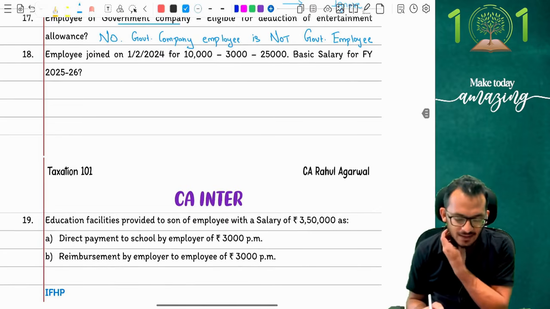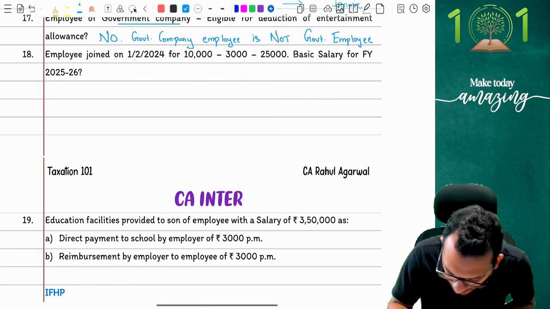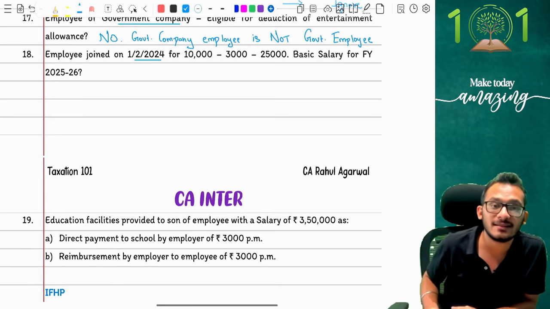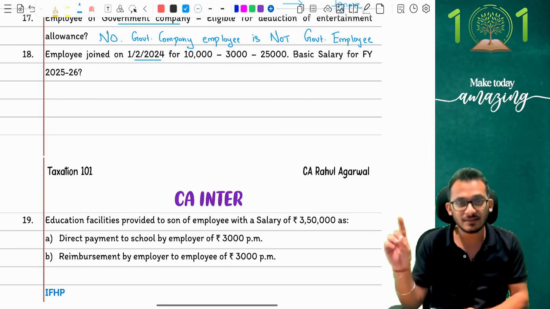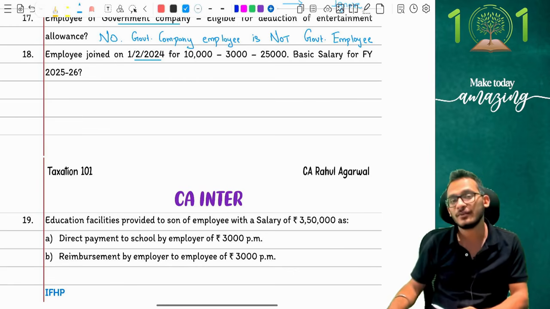Question number 18 says, an employee who has joined on 1st February 24. Notice the dates very carefully. And I've told this in my class also. Dates are extremely important. So be very careful. Question says, an employee who has joined on 1st February 24 for 10,000 rupees, 3,000 rupees and 25,000 rupees. His basic salary for financial year 25-26 is what?